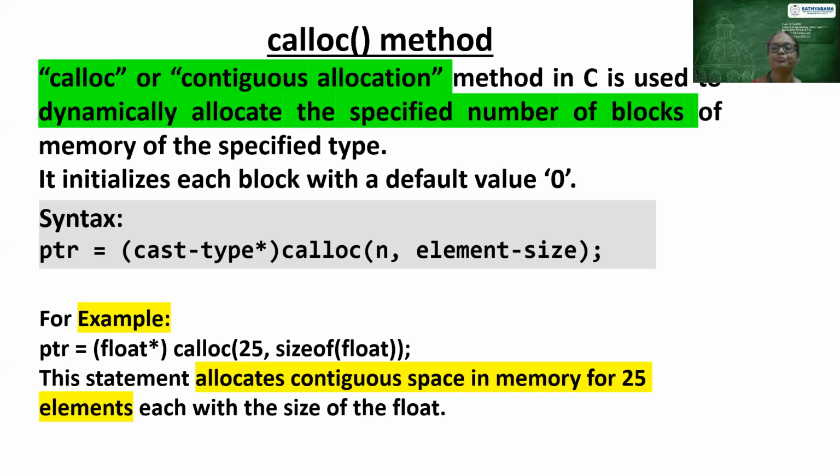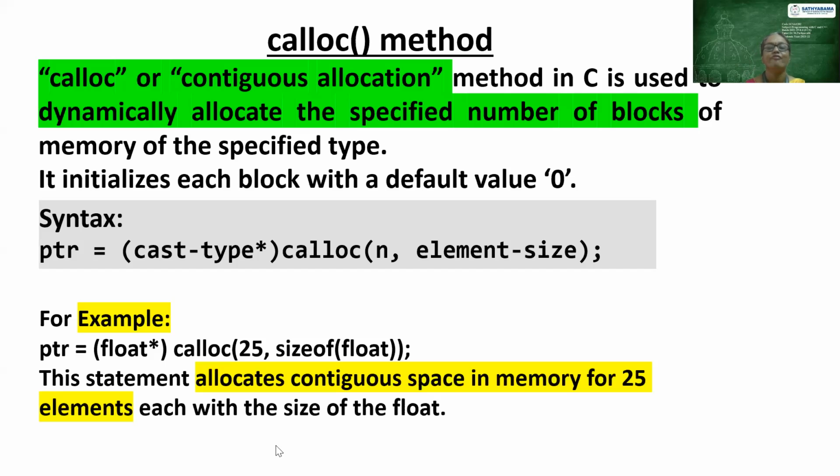Have you taken it? Okay, cast type. I told you the cast type. If I'm declaring a float, I have to definitely put float asterisk. Calloc 25. I told you the n value will keep on changing, as we explained with one of the examples, because at runtime I can change it. Element size of float. So this allocates contiguous space in memory for 25 elements.